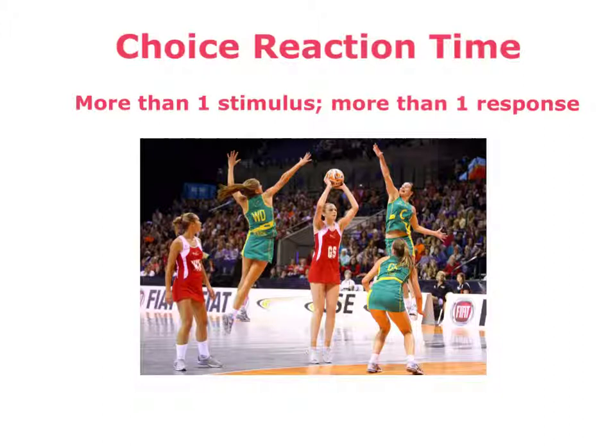Choice reaction time would happen more in game sports. So we can see the netballer here might have lots of things going on in terms of defenders, her own attackers trying to get free, so she has lots of options to pick from, lots of passes potentially to do. She may be deciding to shoot on this occasion as well, so does she pass or does she shoot? And that all happens obviously very quickly. So here there are lots of stimuli around in the environment, and she also has more than one response available.